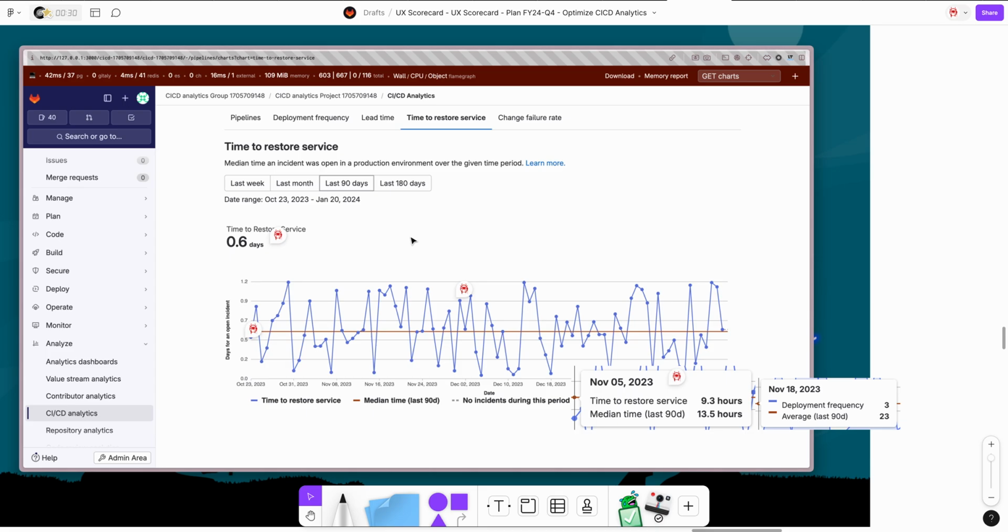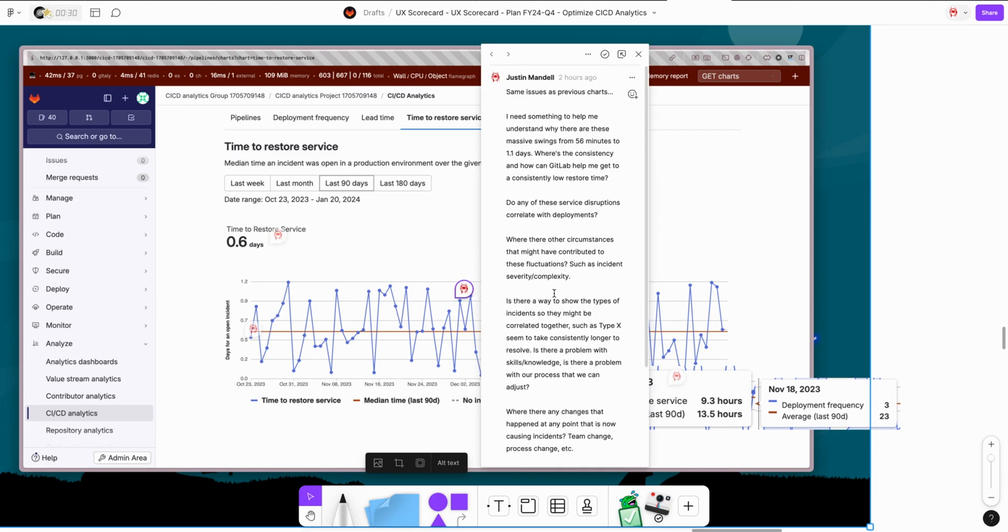Okay, looking at time to restore service. So we have this. It's nice to see it, but again, what is 0.6 of a day? I don't even know what that is, right? So let's help our users a little bit more. Same thing here, 0.6 of days.